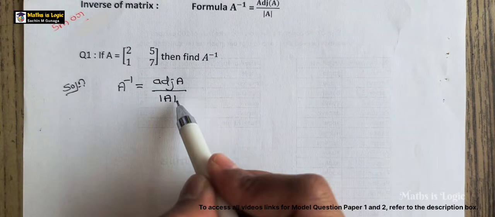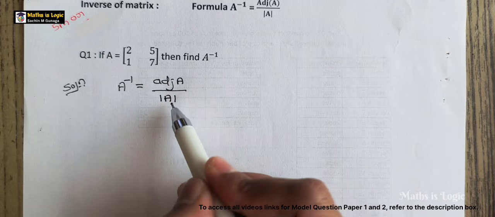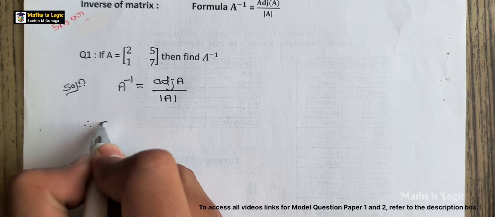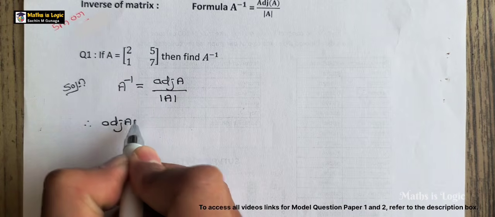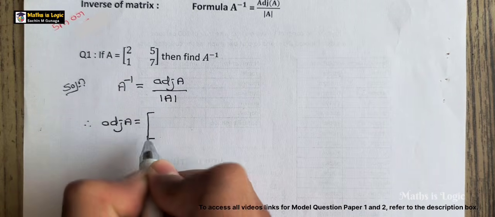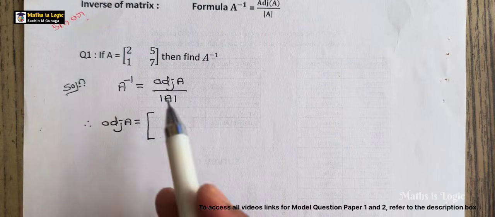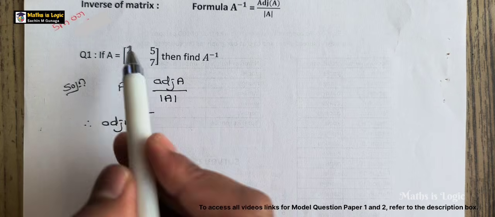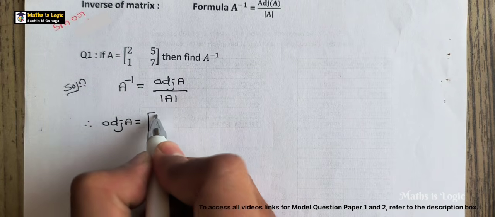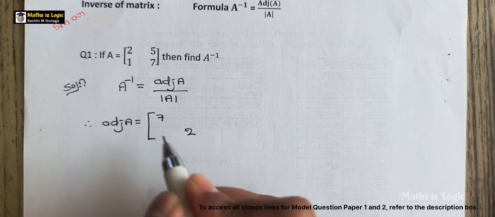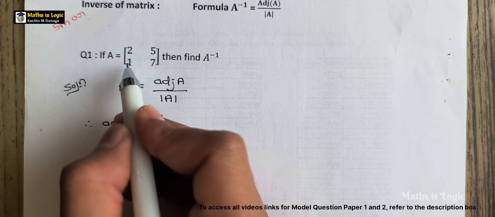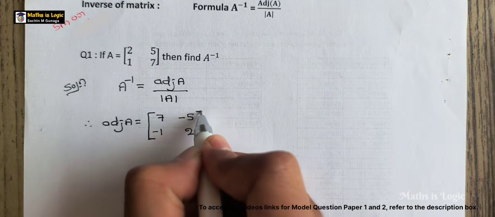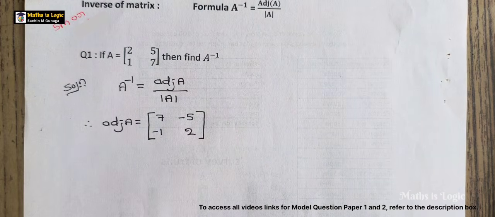Here we need to find two values. One is adjoint of A and another is determinant of A. First, adjoint of A. Already we know how to find adjoint of A. To find adjoint of A, what do we need to do? In A, interchange the principal diagonal elements. 2 and 7 can be written as 7 and 2. And for the remaining elements, change the sign. Plus 1 becomes minus 1, plus 5 becomes minus 5. So this is the value of adjoint of A.